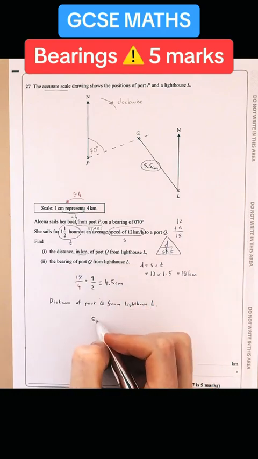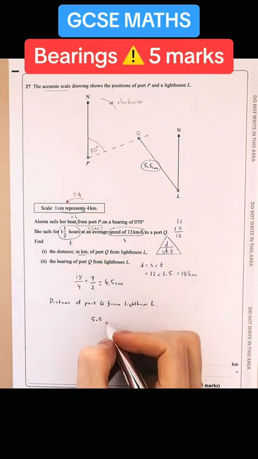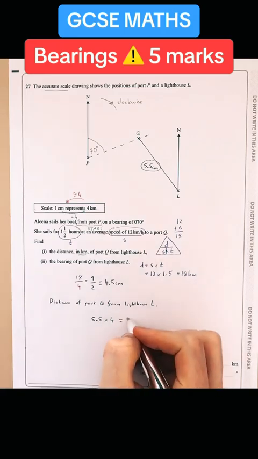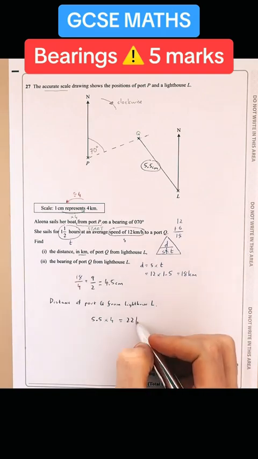So when going from centimetres into kilometres, I'm going to multiply by 4. So here, 5.5 multiplied by 4. When timesing by 4, you can just double it and double it again. Well, double 5.5 gives 11, and double 11 gives us 22. So therefore, 5.5 times 4 is 22, and that's in kilometres.